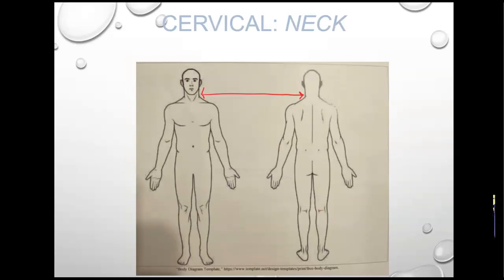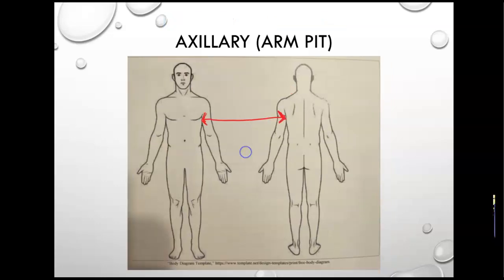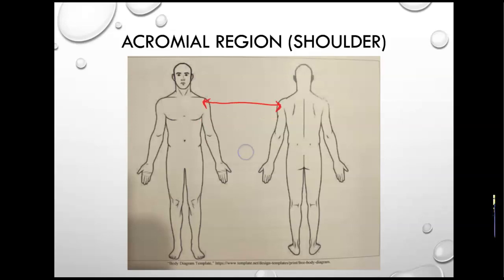Cervical region typically refers to your neck. This one you have to be careful about because cervical can also refer to the cervix in the female reproductive system, but generally in terms of body position, it just refers to the neck. Axillary refers to your armpit. So you can take a body temperature, an axillary body temperature.